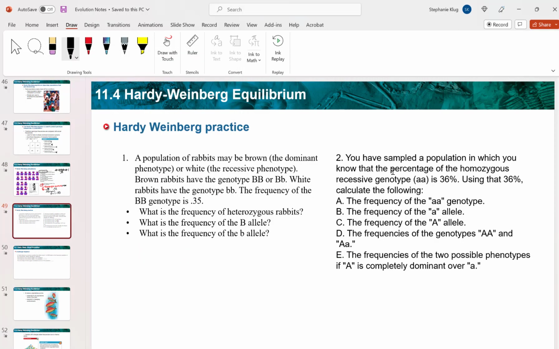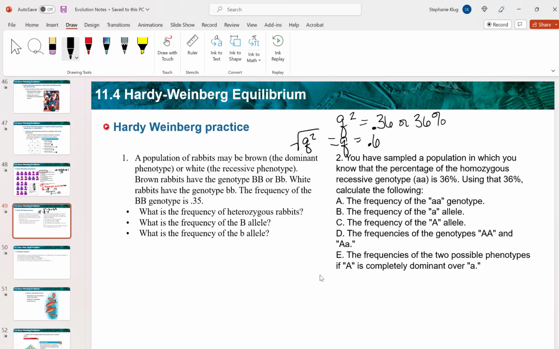I actually want to start with number 2 over here. You have a sample population in which you know the percentage of homozygous recessive, so Q squared right here equals 36%, or 0.36. Now, if that's Q squared, we need to get Q. How can we get Q? Square root. So Q equals the square root of Q squared. That's the definition of Q, basically. 0.6.